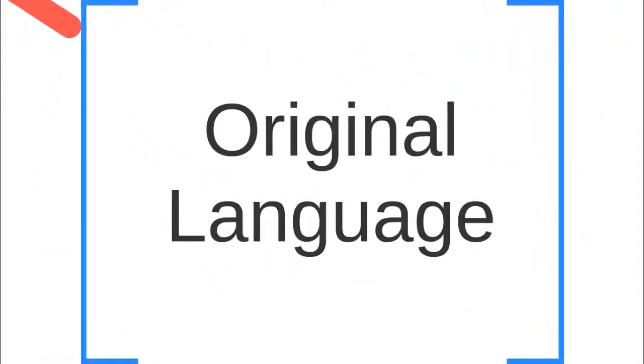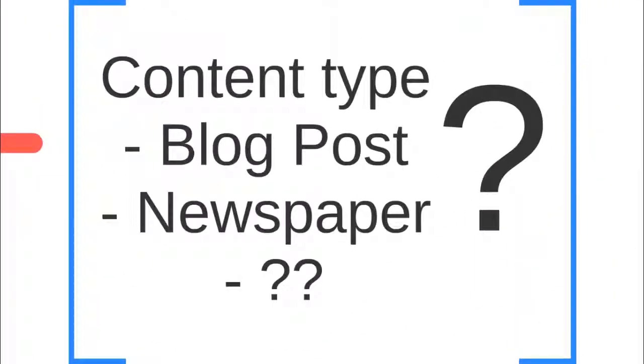I'll explain that later too. The original language will be detected, and we might, this was a suggestion, we might be able to identify whether it's a blog post or a newspaper article, although, you know, content type is probably an optional extra. It probably won't add much value, but let's just assume it does.